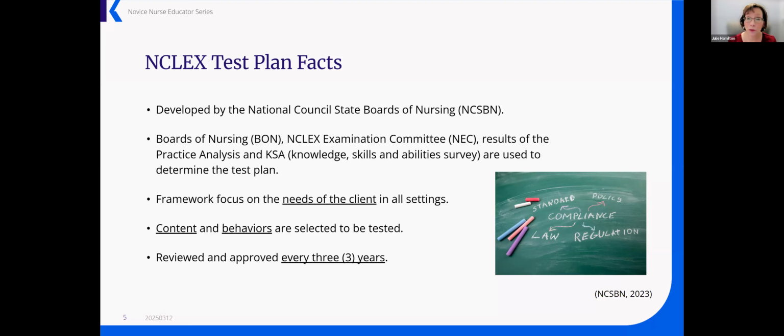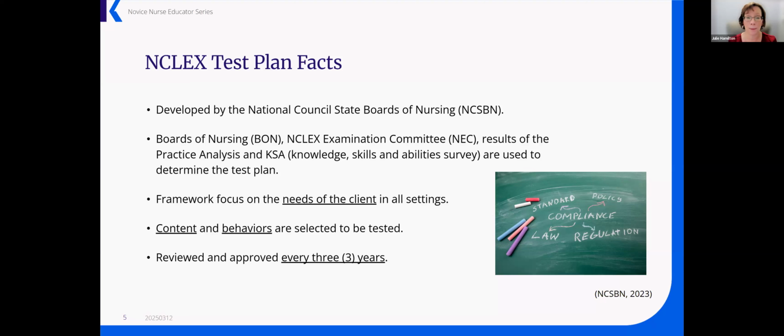There's a framework focus, and the framework focus is on the needs of the client in all settings. Now, this may be different than what you learned in nursing school. In nursing school, the framework may have been body systems. You learned cardio, you learned respiratory, or it may have been curriculum focused. You had your fundamentals class, you had your med-surg class, you had your maternity, peds class. The NCLEX test plan is not using that language. It's using the language of the needs of the client because we want to establish, assess, and evaluate: is this student ready to practice nursing? So the needs of the client is the framework.